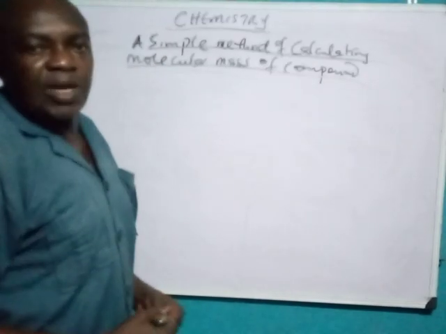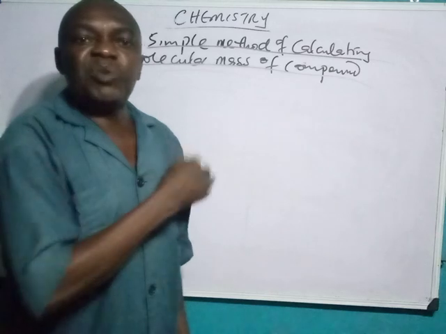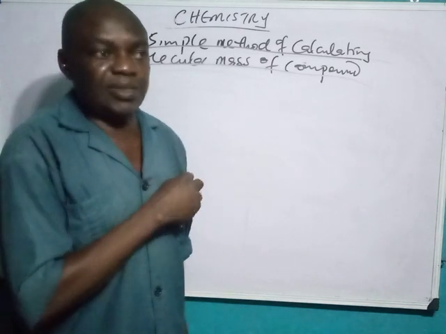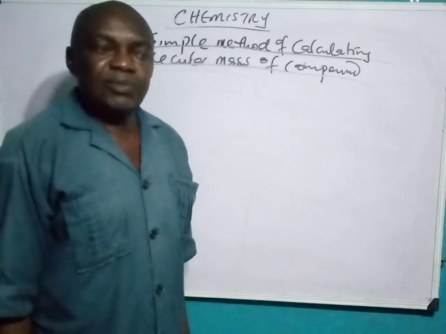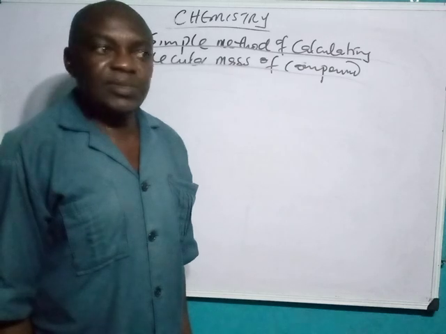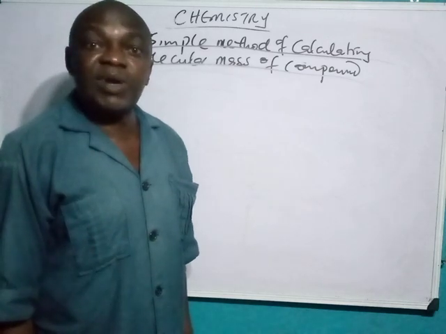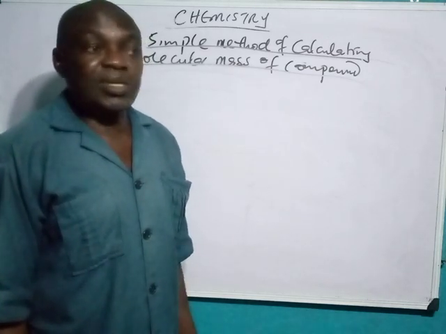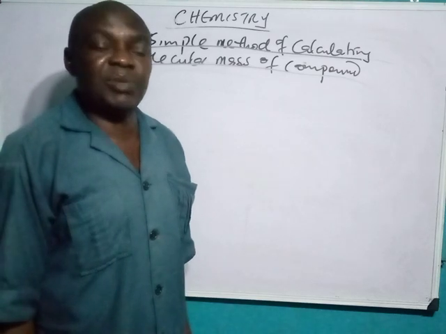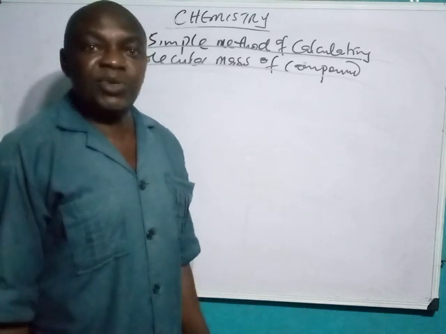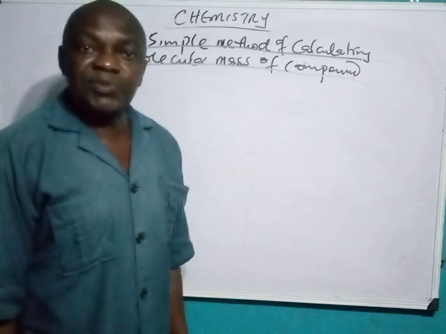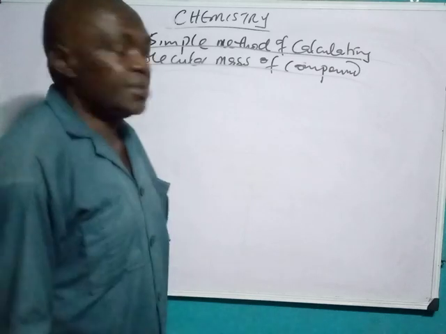So like I said, we are going to be having a look at a very simple method of calculating molecular masses of some compounds. Now, the molecular mass of a compound is the sum of its individual atomic masses. They normally give the atomic masses. You just gather them, take them together, sum it up. What it gives you is the molecular mass.